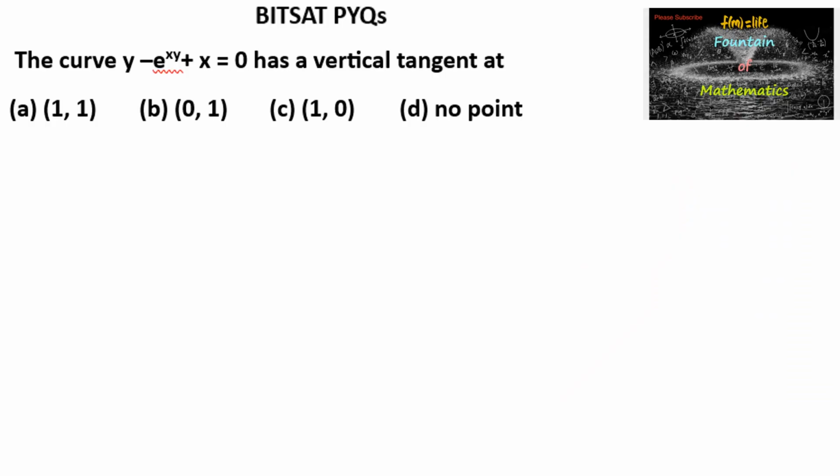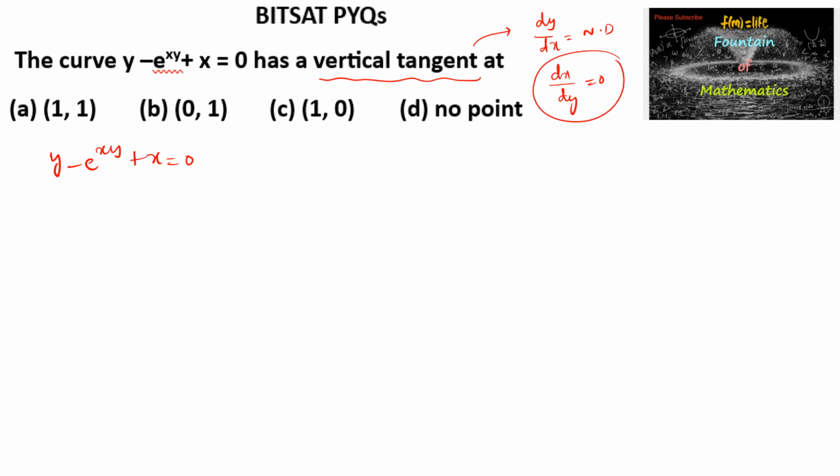Given the curve y minus e to the power of xy plus x is equal to 0 has a vertical tangent. Vertical tangent means y-axis, slope of y-axis is not defined, that is dy by dx is not defined. So which implies dx upon dy is equal to 0. So we may consider the case dx upon dy is equal to 0.